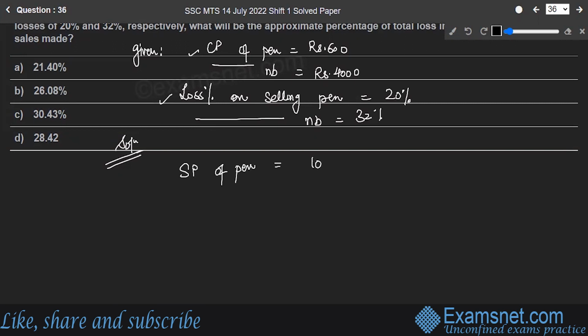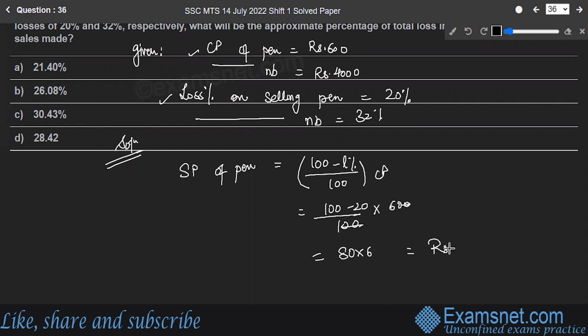It is given by 100 minus loss percent upon 100 multiply CP, correct? So this will be 100 minus 20 upon 100 into 600. So this will cancel and you will have 18 multiply 6, which is equal to rupees 480. Okay, this is the selling price of the pen.